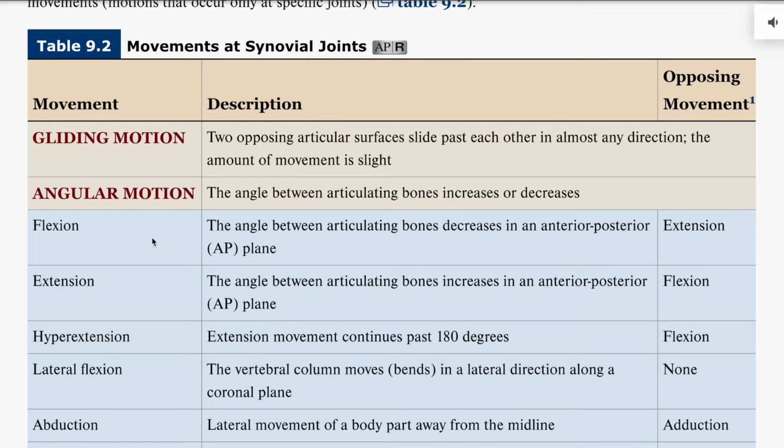Remember, I also said that it really benefits you to learn these terms in pairs, so that if you learn it one way, by default, if you invert the terms, you would know another set of information. So whereas flexion is decreasing the angle between two bones in the AP plane, and the opposite is extension, by default you would just invert this definition and say, okay, if flexion is decreasing this angle, therefore extension has to increase the angle.